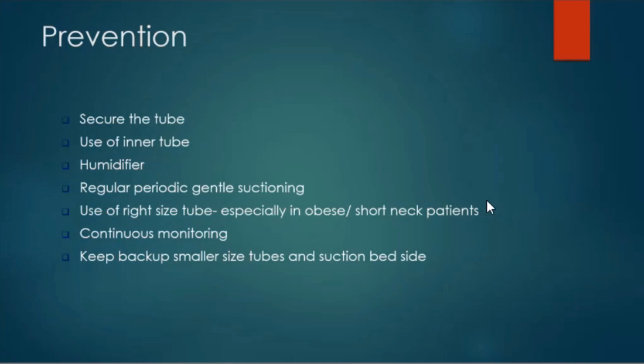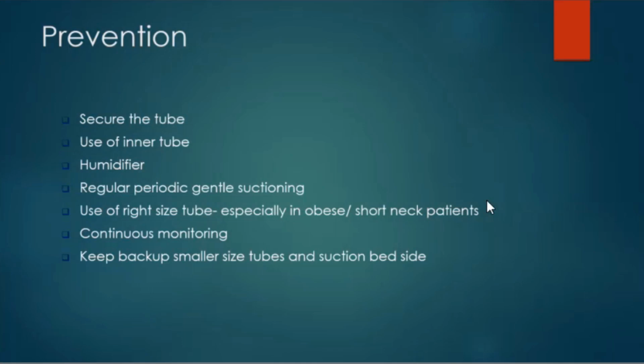Then use of humidifiers. Humidifiers are going to moisten the air, because dry air usually causes irritation of the mucosa, and over a period of time it can cause copious secretions and blockage of the tracheostomy tube. And regular periodic gentle suctioning. As I told, do not pass the suction tip multiple times beyond the length of the tracheostomy tube, so that you can prevent injury to the mucosa. And see that there are no overhanging circuits and extensions. And in an agitated restless patient, see that you restrain or sedate the patient well.